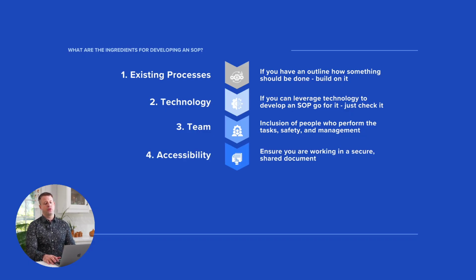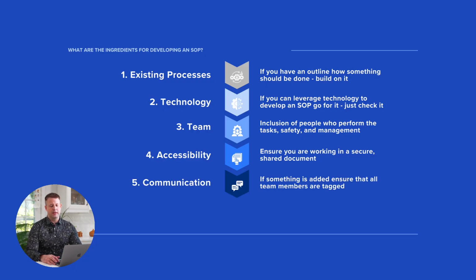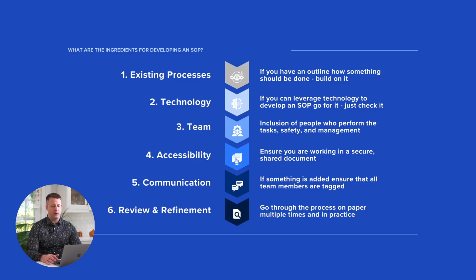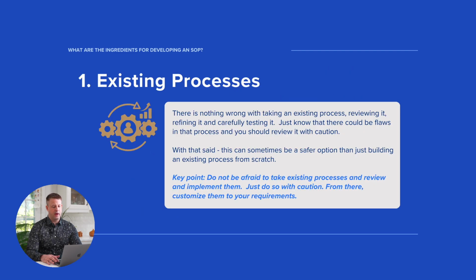Accessibility. You want to ensure that the SOP is accessible to everyone who's a part of developing it. Communication. If someone is added, ensure that all team members are tagged. So there should be open communication when things are being updated. And review and refinement. This is the most important step long term. It's reviewing and refining your SOPs because, let's face it, things will change and be updated as you move ahead.